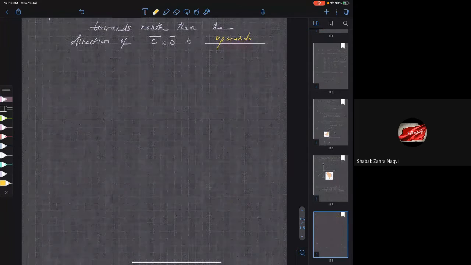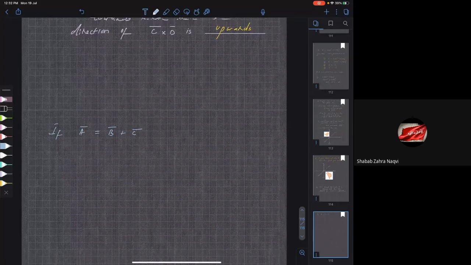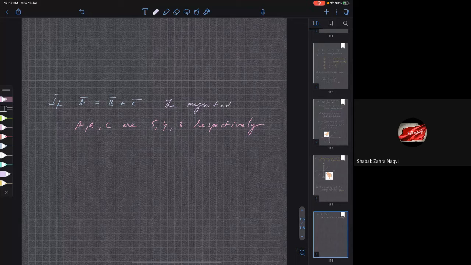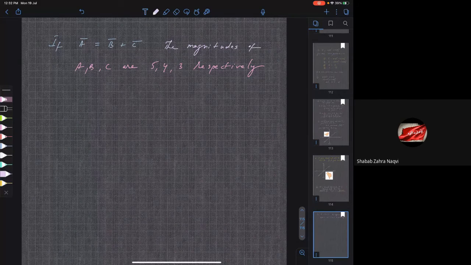Okay, look at this problem. If A bar equals B bar plus C bar, and the magnitudes of A, B, C are 5, 4 and 3 respectively. Clear? Then what is the angle between A and C? Just think and tell.